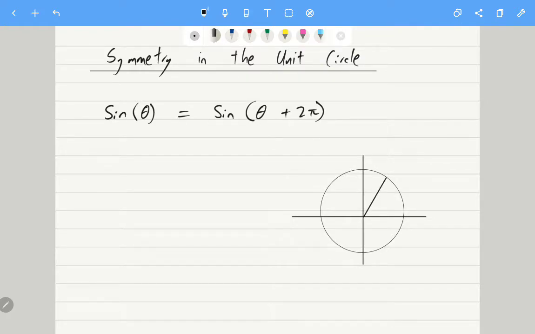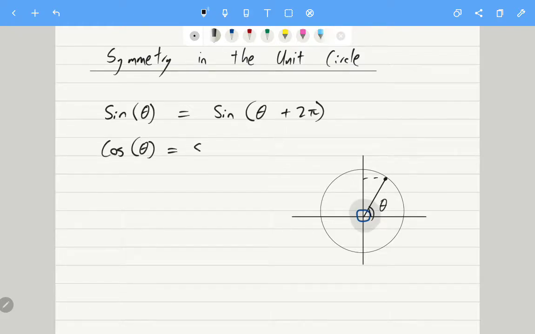and we've got some angle theta, let's call it this one here, and I add 2 pi to it, well, what that means is that I've got to do a full rotation. Let's do that in blue. So do a full rotation, and then do a little bit more, being theta. So these two y coordinates would be exactly the same. So that is not only true for sine, but it's also true for cosine.